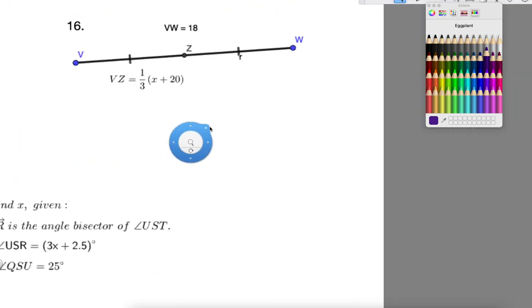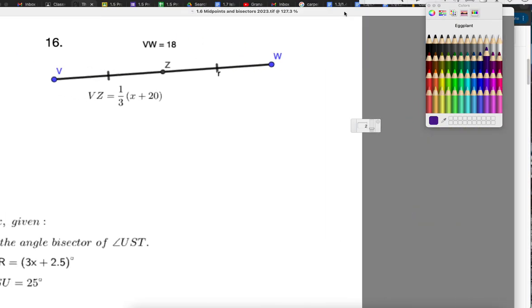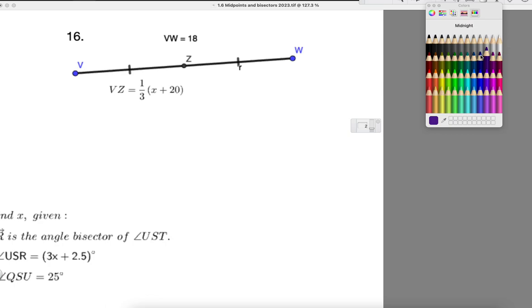16. VW is 18. VZ is 1/3 x plus 20. I don't know what this little extra r is here. That's interesting. It's probably just left over from when I made the figure. No, I'm just going to leave it.